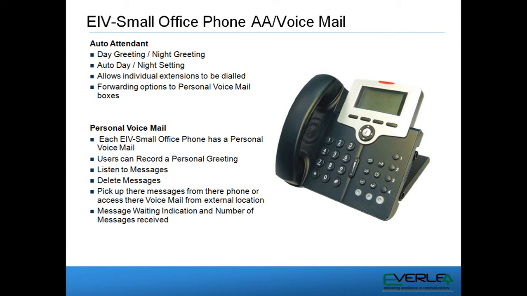The personal voicemail. Each EIV-Small office phone has its own personal voicemail. The user can record their own greeting, e.g. thanks for calling Steve, unfortunately not here at the moment. If you'd like to leave your name and number after the tone, I'll return your call as soon as possible. Beep, and then the person records. The user can listen to their messages and delete the messages. They can pick up their messages from their phone or access the voicemail from an external location if they've got their own DDI or they've got the AA turned on the system. And the message wait indication, the number of messages received, will be displayed on the phone.